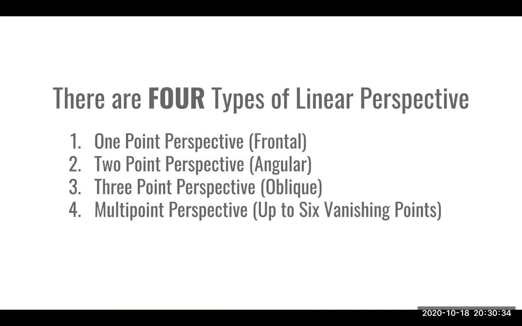So there are 4 types of linear perspective. There is 1-point perspective, which is frontal, 2-point perspective, which is angular, 3-point perspective, which is oblique, and multi-point perspective, which has up to 6 vanishing points.